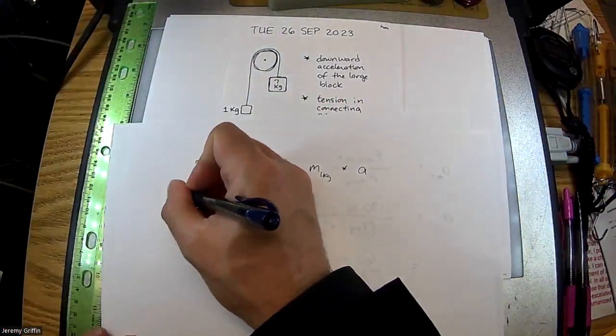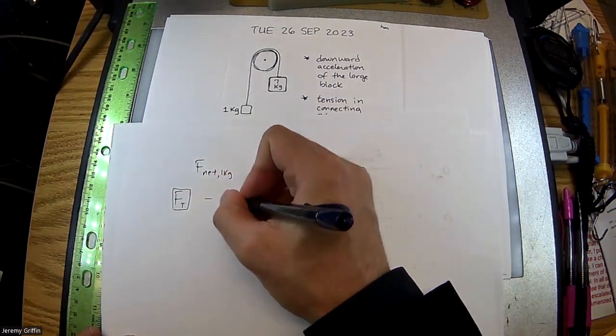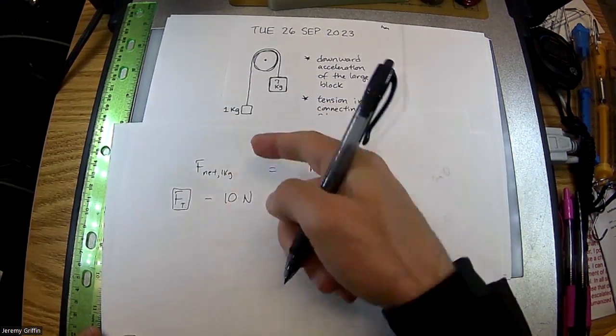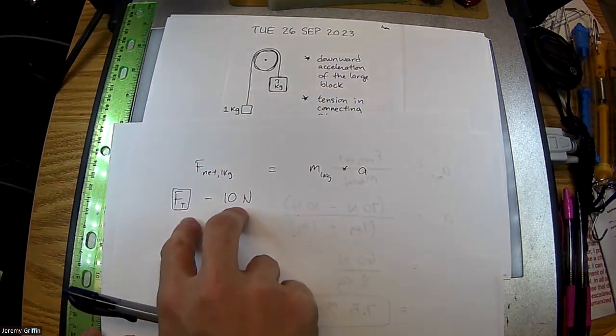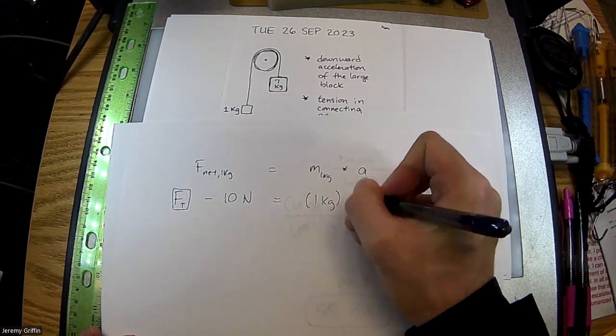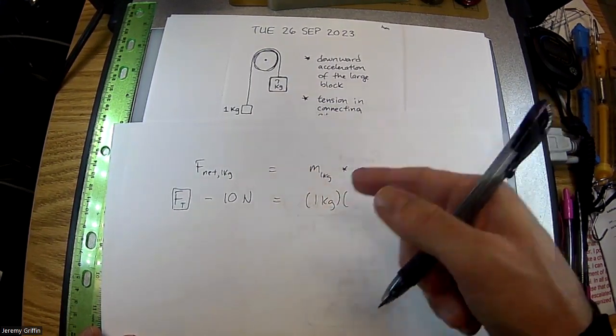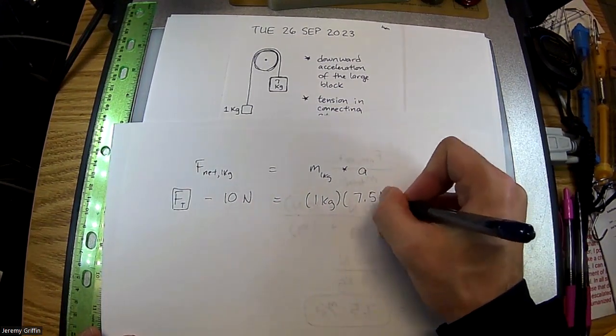And the tension up, we don't know. That's what we're trying to find out. That's the purpose of what we're doing here. And the weight down was 10 newtons. So the tension up, 10 newtons down. The difference of those is the net force. The mass is 1 kilogram, of course. And the acceleration, well, we just did all that from the systems point of view to figure out the value of the acceleration. We got 7.5 meters per second squared.